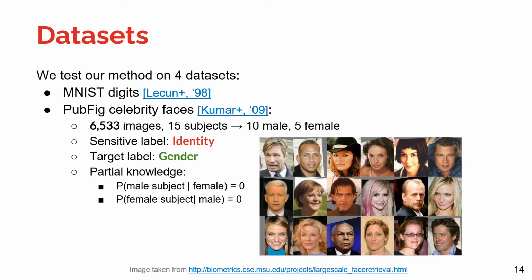Next, we use the public celebrity faces, and after filtering out subjects with too few images, there would be 15 subjects remaining, 10 of them male, 5 of them female. We define the sensitive label here as identity and the target label as gender. And the partial knowledge, of course, comes by definition. If a picture is of a female candidate, it couldn't be one of the male subjects.